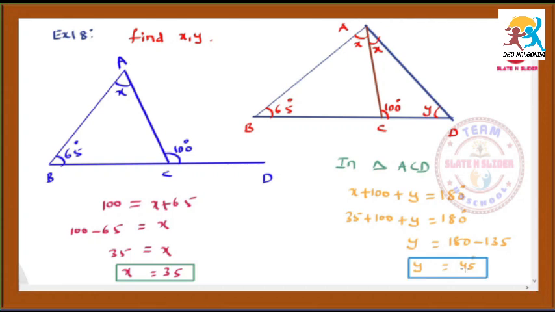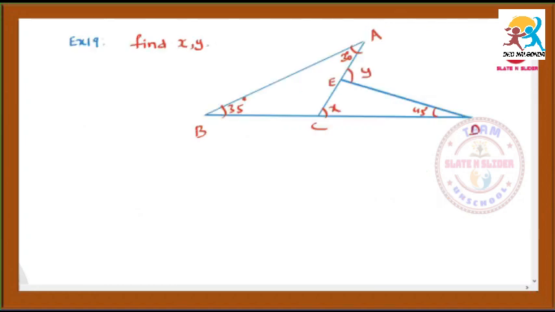Let us discuss example 19. Observe this figure. So from this figure we have to find out the values of x and y. Observe the triangle ABC. What you have observed? Angle ACD is exterior angle. So this exterior angle is x. So we can write x is equal to the sum of opposite interior angles. So 35 plus 30. So we can write x is equal to 65.